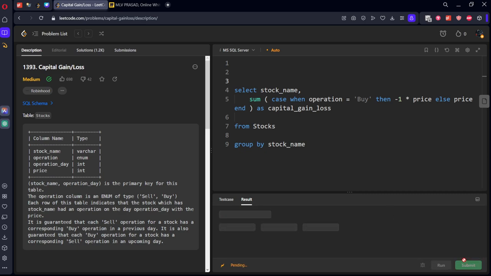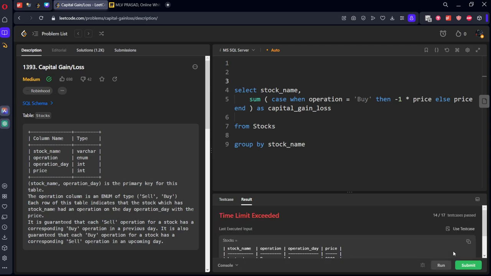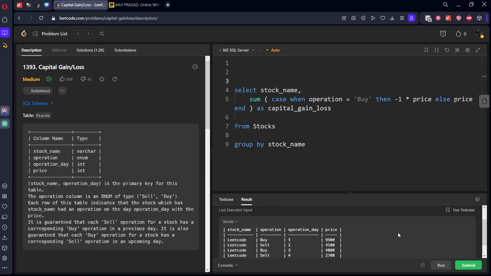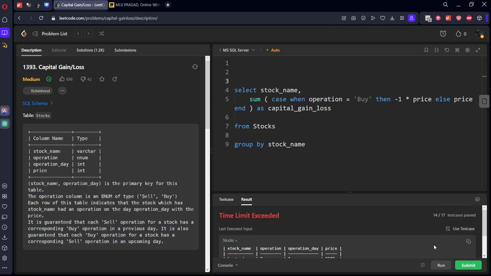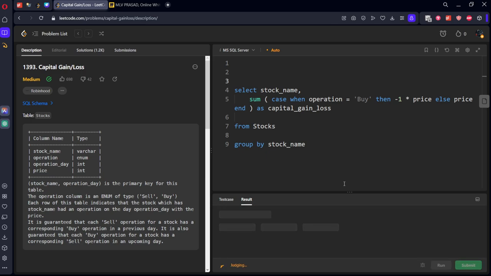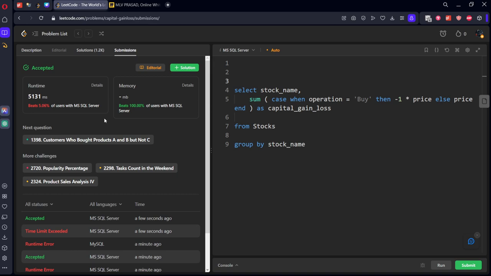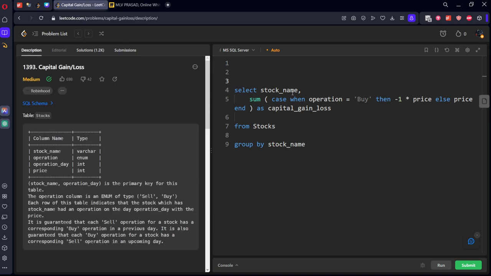Okay, let's submit it. What is the issue? It got accepted by the platform.